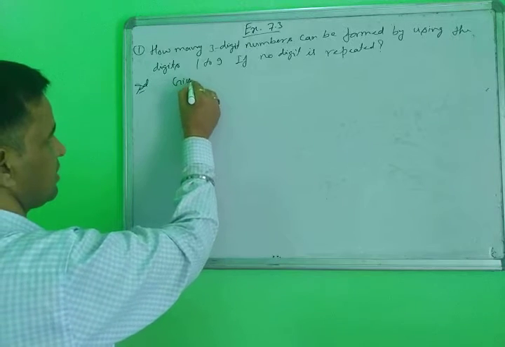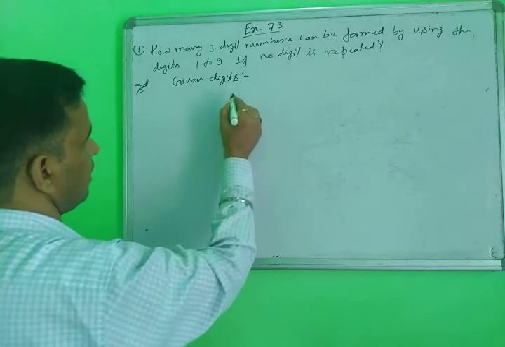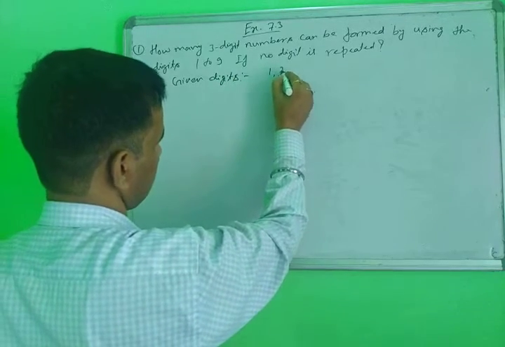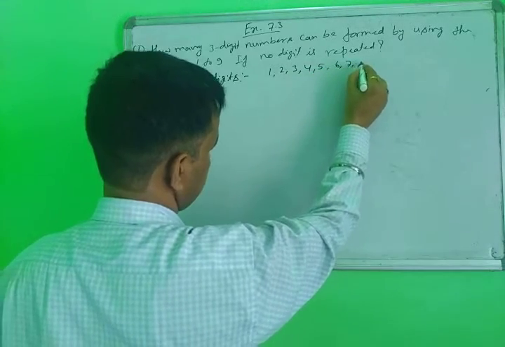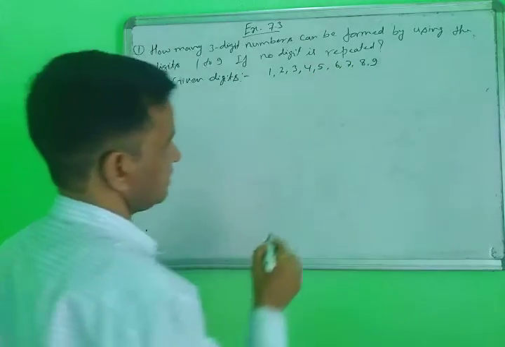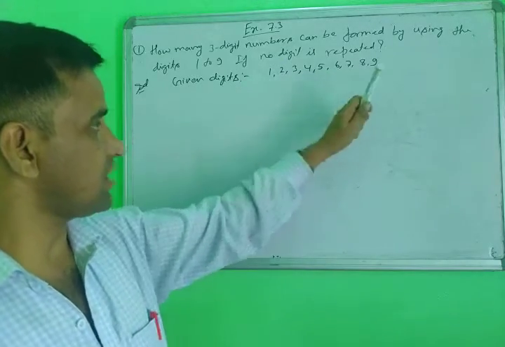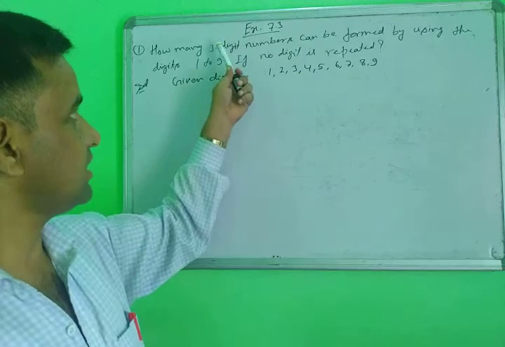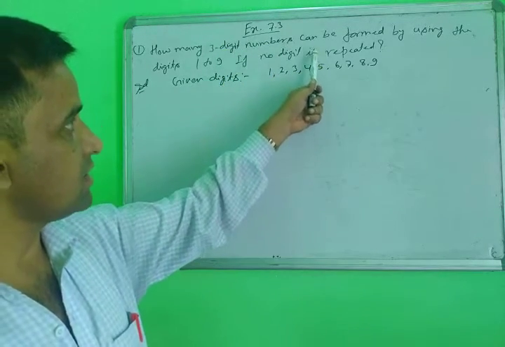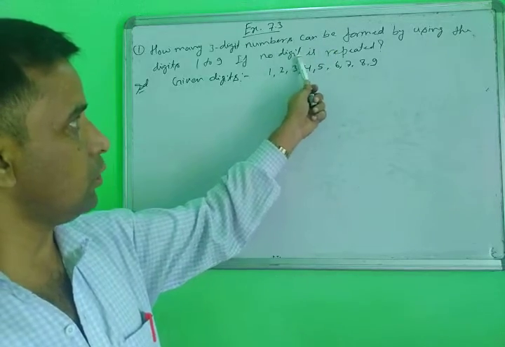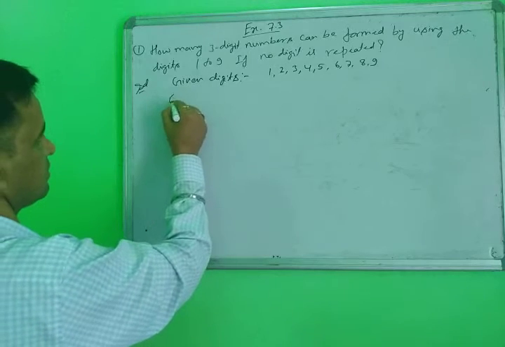Given digits: 1, 2, 3, 4, 5, 6, 7, 8 and 9. These are the given digits. These 9 digits are given. You will form three-digit numbers, but the condition here is that no digit will be repeated.